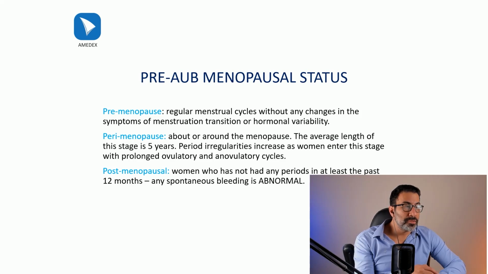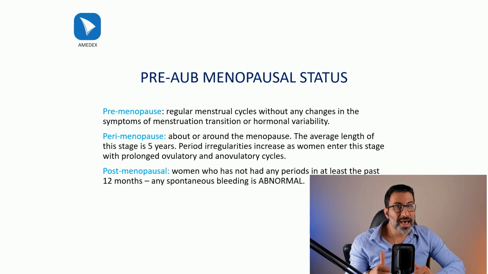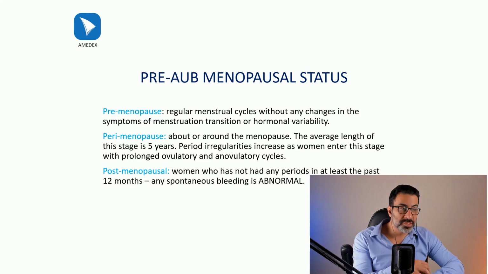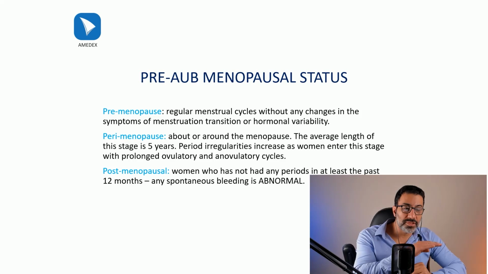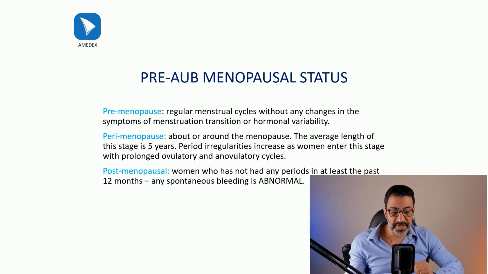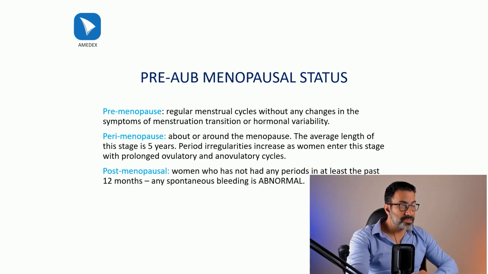Postmenopausal women are those who have not had any periods in the last 12 months at least. So at least in the past 12 months, they haven't had any periods. We define these ladies, or put these ladies under the category postmenopausal. And I'm saying this because the approach to these two groups is a little bit different. And let's do the approach.